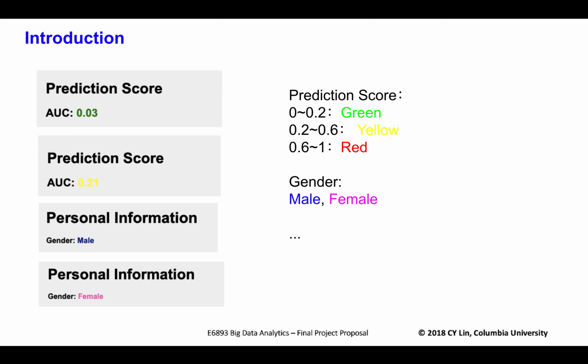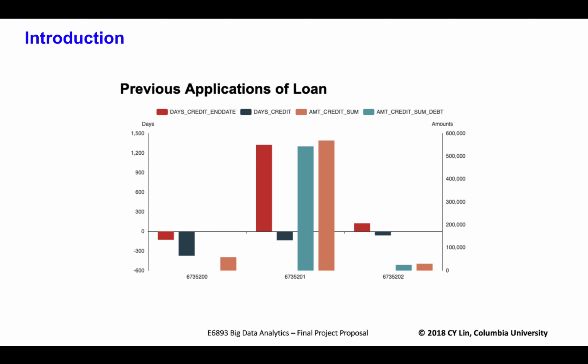And our report is also divided into 3 parts. The first part is the information of the user. We represent some info in different colors. For example, for the prediction score, a number between 0 and 0.2 will be shown in green. Between 0.2 and 0.6, it will show in yellow, and between 0.6 and 1, it will show in red. For the gender, male will show in blue and female will show in pink.